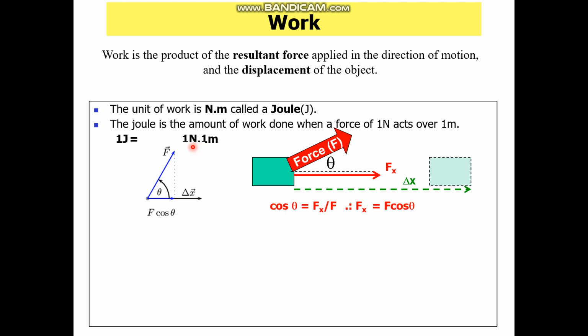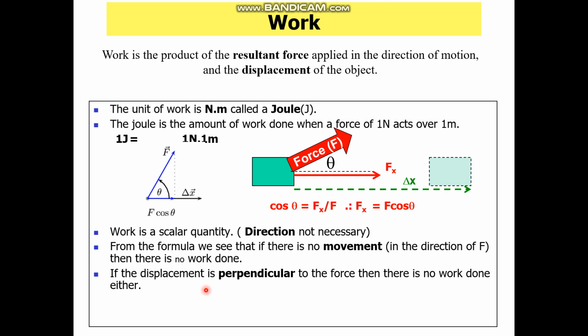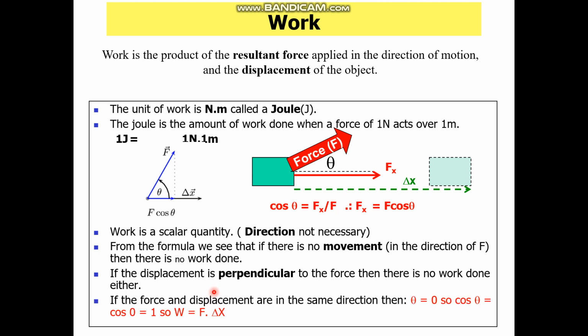A couple of other points. We've already spoken about calculating the x component of the force. We treat work as a scalar quantity, so we don't state a direction. We're going to talk about these cases in a bit, but if there's no movement, if delta x is 0, then the work is going to turn out to be 0. If the displacement is perpendicular to the force, there's also going to be no work done. We'll look at those two in a minute.